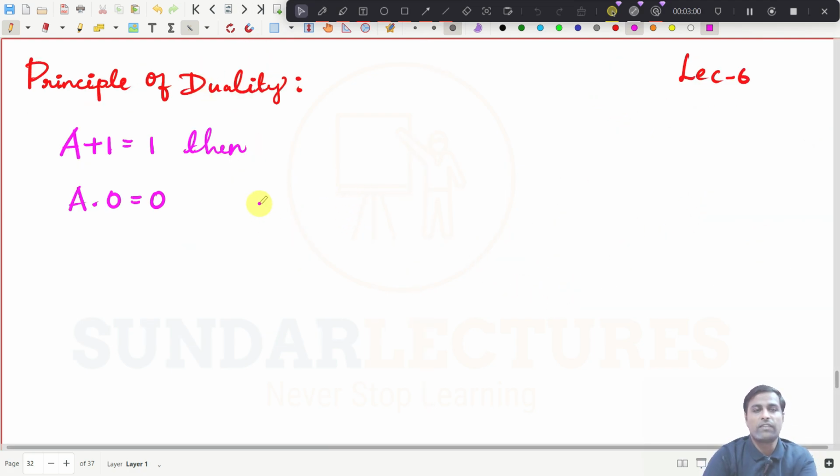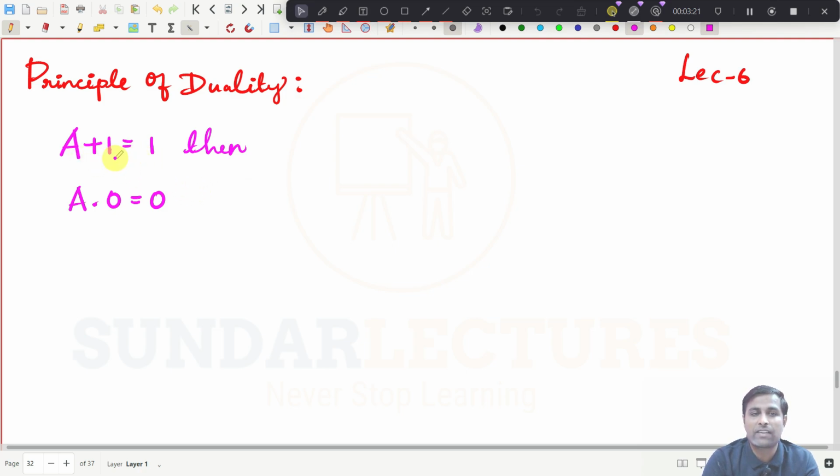So now we try to get the knowledge about Boolean algebra through some postulates, or we can call them some laws, so that you can easily simplify the expressions, right? So first we will go for the principle of duality. What is the principle of duality?